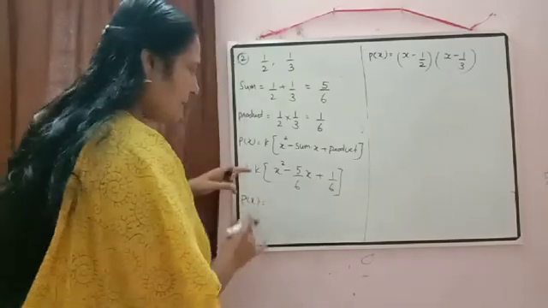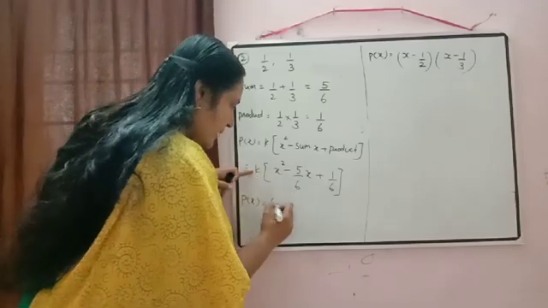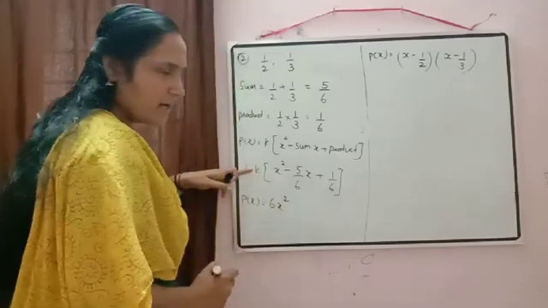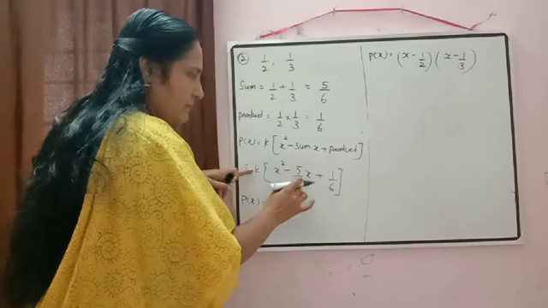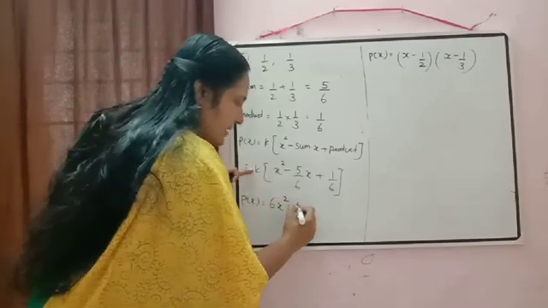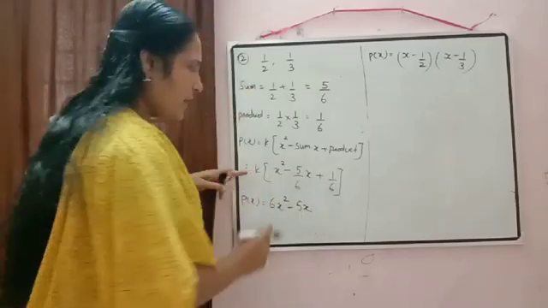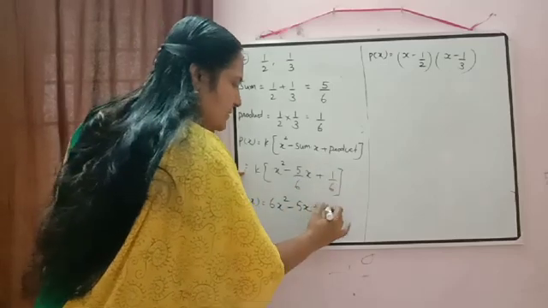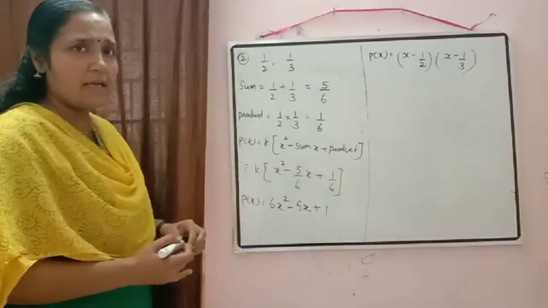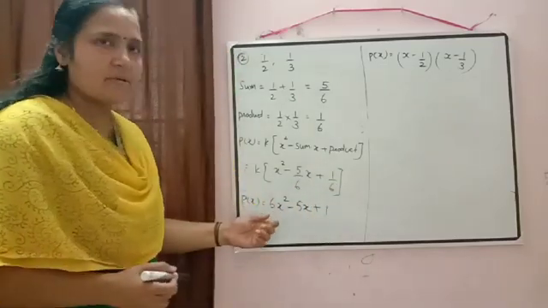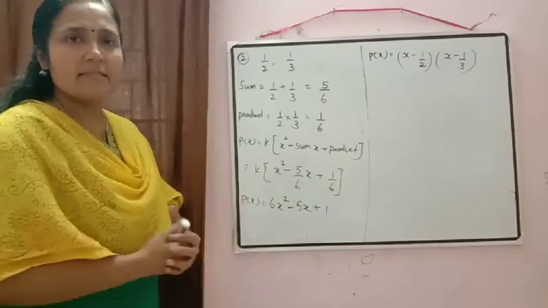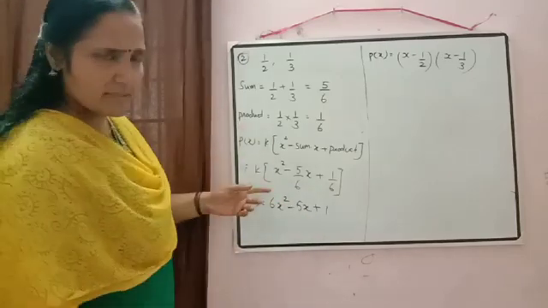Now I am just multiplying inside. Then 6 into x square will be equal to 6x square. 6 into minus 5 by 6, 6 and 6 will get cancelled. We will get here minus 5x and then 6 into 1 by 6. So our polynomial will be equal to 6x square minus 5x plus 1, if you are using this method.